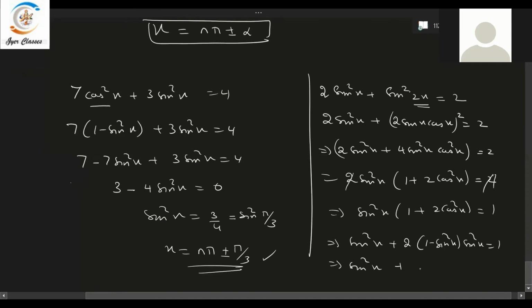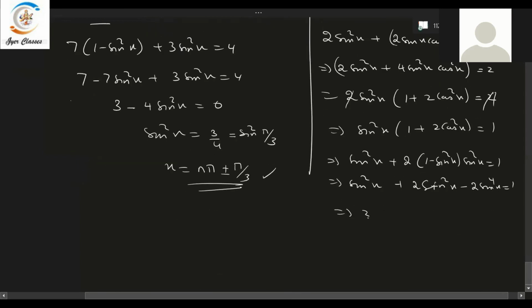Sine square x plus 2 sine square x minus 2 sine to the power of 4 x is equal to 1. So what you will have here? 3 sine square x minus 2 sine to the power of 4 x is equal to 1. Or you can put sine square x is equal to y, or you can write 3y minus 2y square is equal to 1. Solve this quadratic equation and get the answer fast.